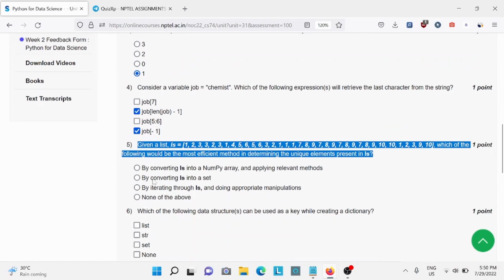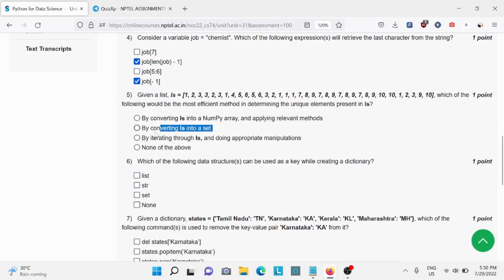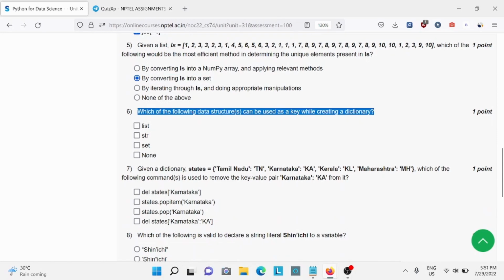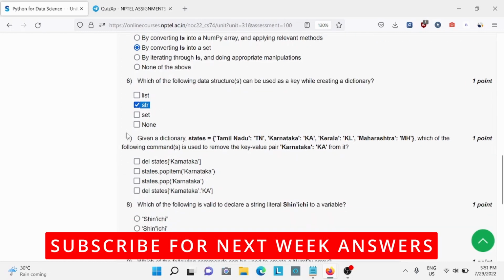Now moving forward to question number 5. Given a list, what would be the most efficient method of determining the unique element? For this, B is the right answer. Question number 6. Which of the following data structure can be used as a key while creating a dictionary? For this, B is the right answer.